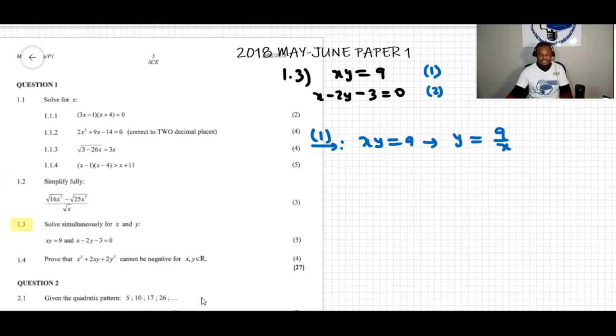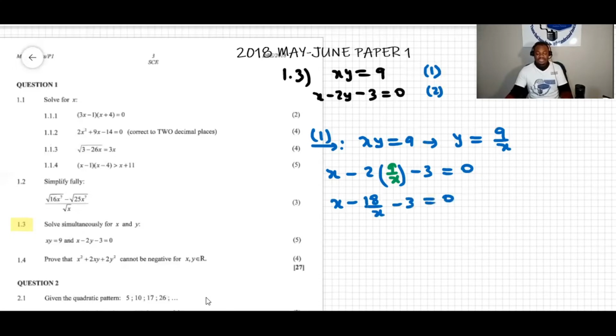So equation 2, given by x minus 2y minus 3 equal to 0, will be written as x minus 2 times 9 over x, because 9 over x is the value of y. Now this will be x minus 18 over x minus 3 equal to 0.